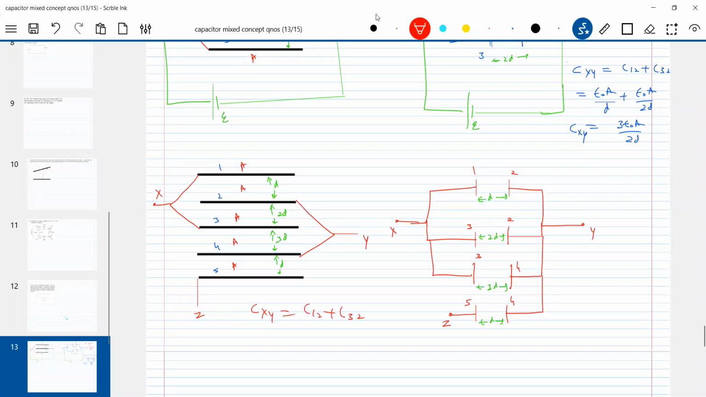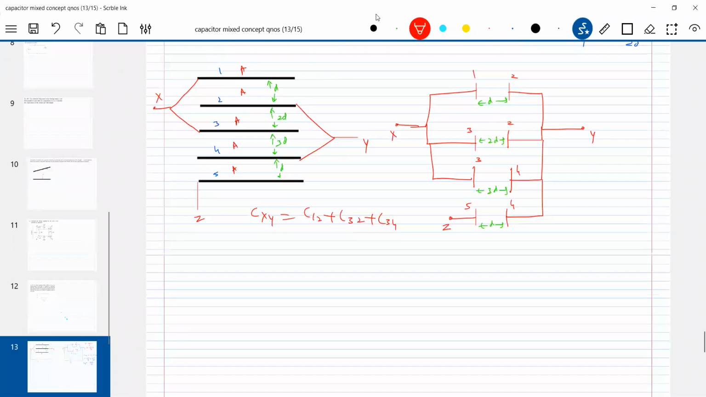C12, C32, C34. If they ask you Cxz, in that case Cxy will come parallel to Czy. Czy will be parallel to that one. So Czy, I'll write at least that value with that one. So ε0A by D.